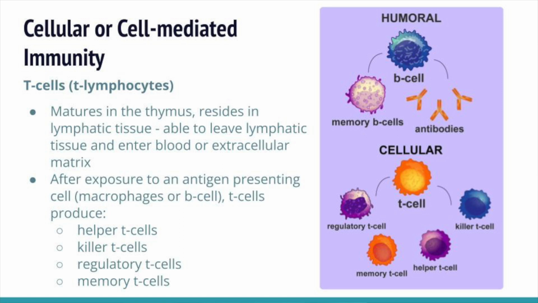So after a T cell is exposed to an antigen-presenting cell, remember our antigen-presenting cells were our macrophages, and then we'll learn in a little bit that they're also B cells. Actually, we also had dendritic cells, macrophages and dendritic cells. And then we have B cells coming up. But after they are exposed to those antigens, then they begin to produce more cells.